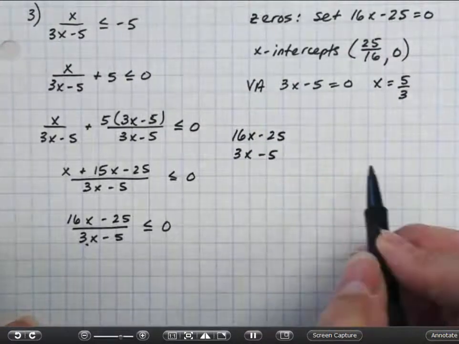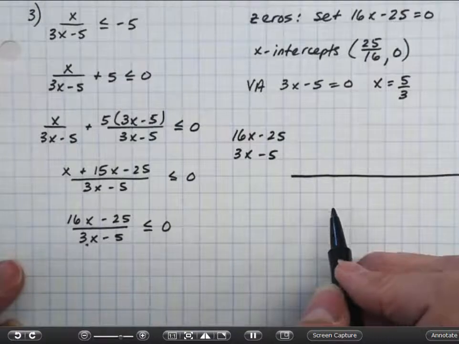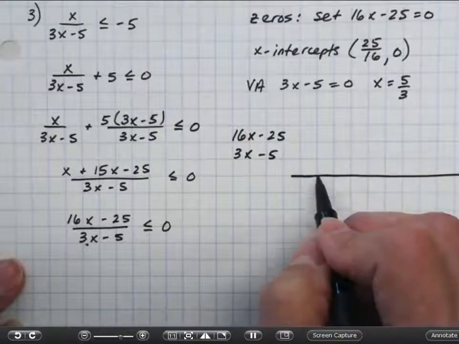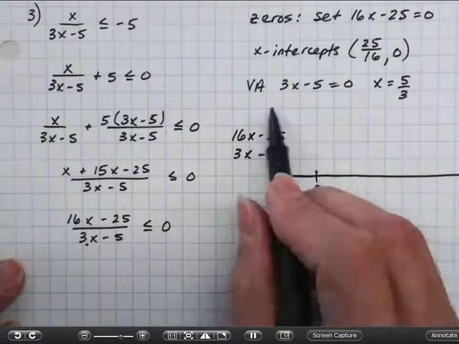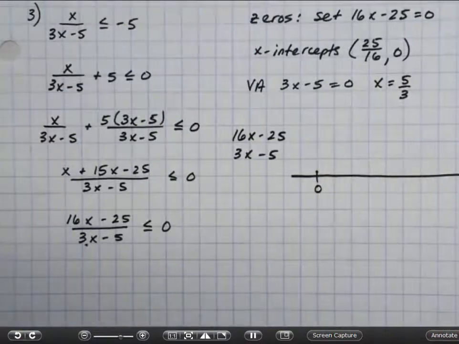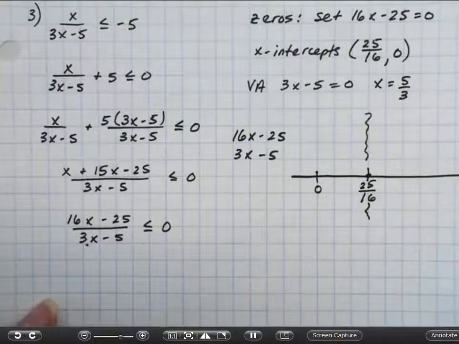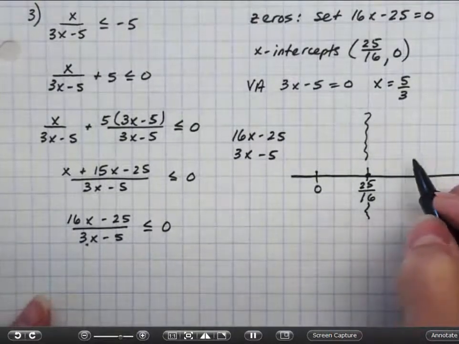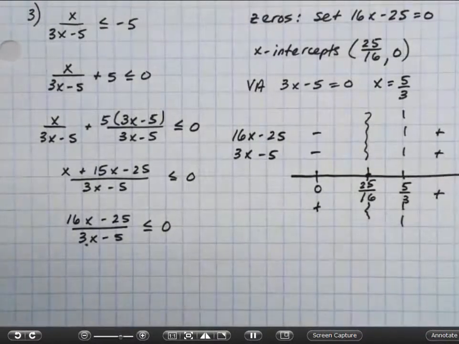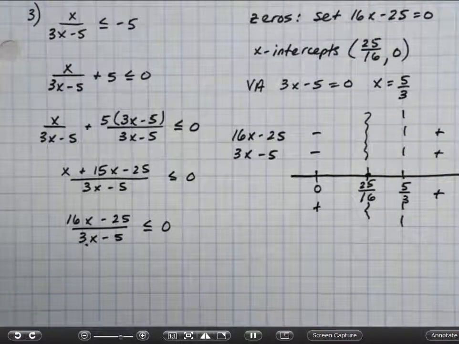I'm going to draw my number line. Now the tricky question is, I'm going to put 0 over here because I know that my vertical asymptote and my x-intercepts are both positive. Okay, so I'm going to do 25/16, and that's a 0. Do a little squiggly. And then 5/3, which is actually very close to it, and that's going to be a dashed. Okay, so I said, I don't have my calculator in front of me.